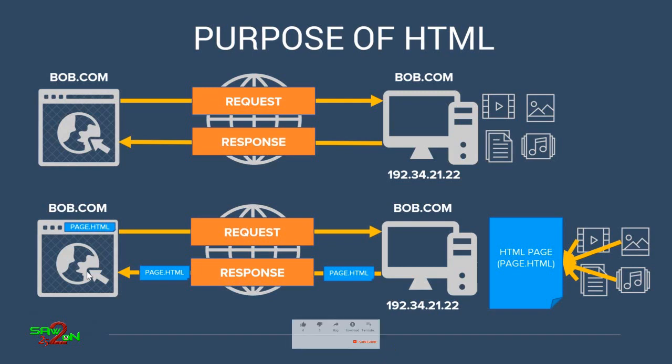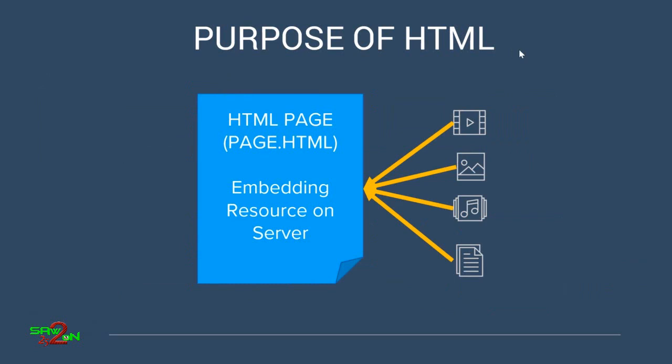So when we write and run an HTML page, we'll try to understand how the content is displayed onto the web browser. But from here you have to understand the purpose of HTML is to embed all the resources from the server, and the second purpose is to display the content onto the web browser. So in short, the main purpose of HTML is to embed the resources on the server.